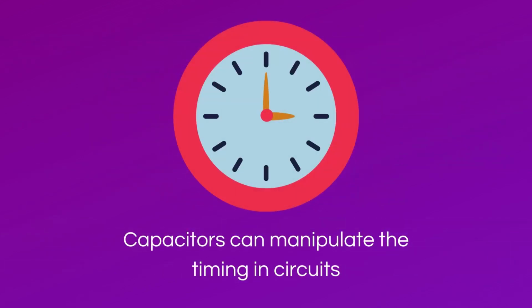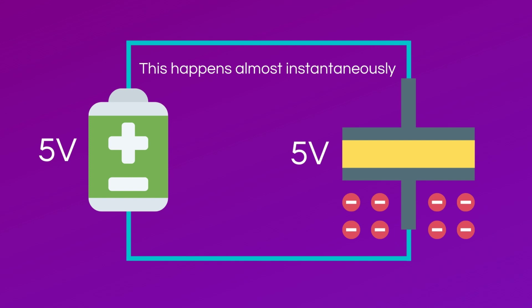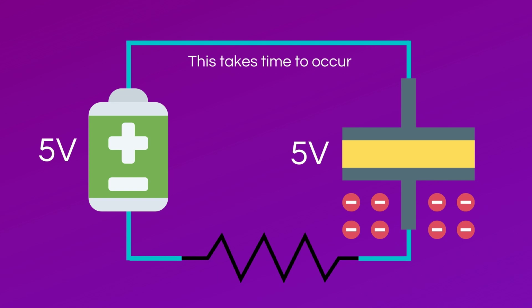Capacitors can be used to manipulate the timing in circuits. Let me explain. Capacitors by themselves charge and discharge almost instantaneously. However, the engineer can control the rate that the capacitor charges by putting it in series with a resistor. The resistor will slow the flow of electrons. By doing this, the resistor will slow the charging and discharging of the capacitor.